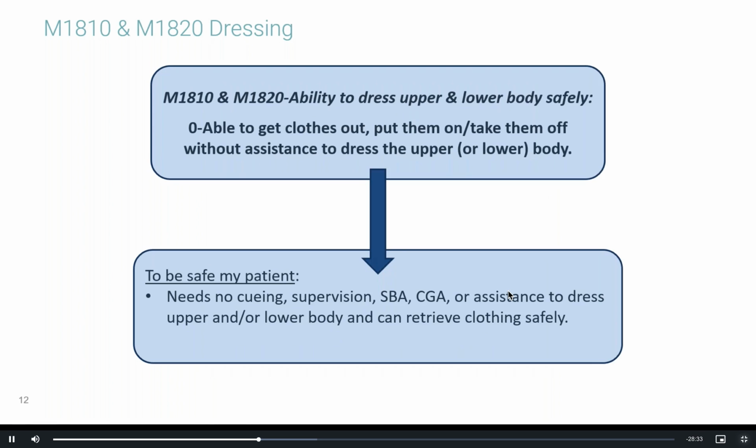And if I'm going to choose response 0, now I'm saying this patient doesn't need anything. I don't have to remind them. I don't have to cue them. No one needs to be supervising. They are totally safe and independent with the process. They can take care of all of it.